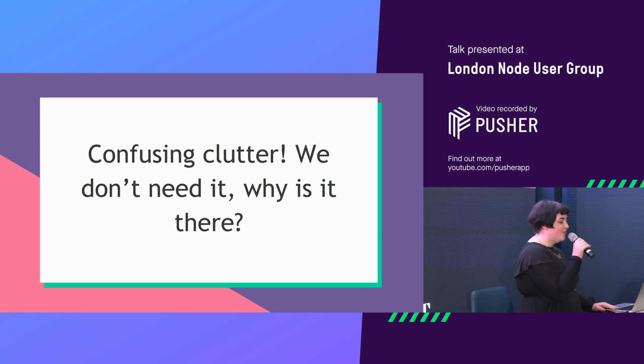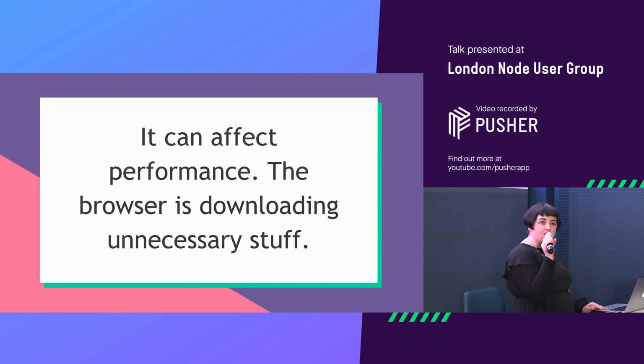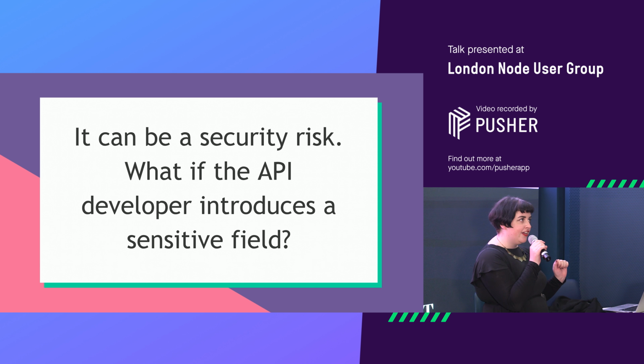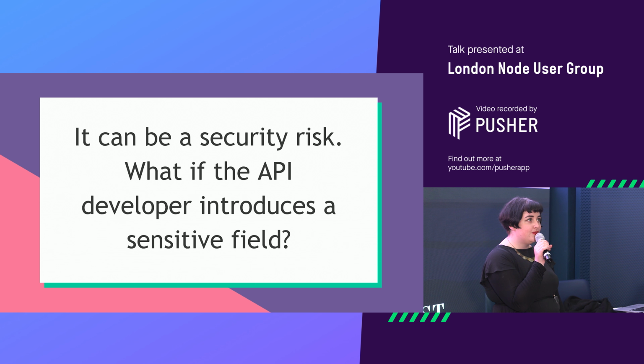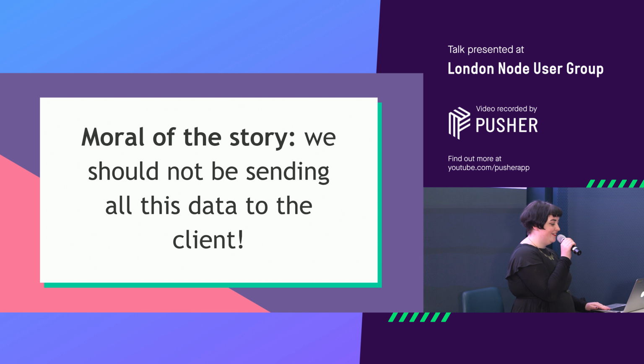This is bad, first of all, because of confusing clutter. We don't need all of this data, so why is it there? It can also affect performance because the browser is downloading unnecessary stuff. It could also be a security risk. What if the API developer introduces a sensitive field like password, and then because we're not filtering the API response, we just send it to the client in our Redux store? We're exposing sensitive data to our users. Moral of the story is, we should not be sending all of this data to the client.